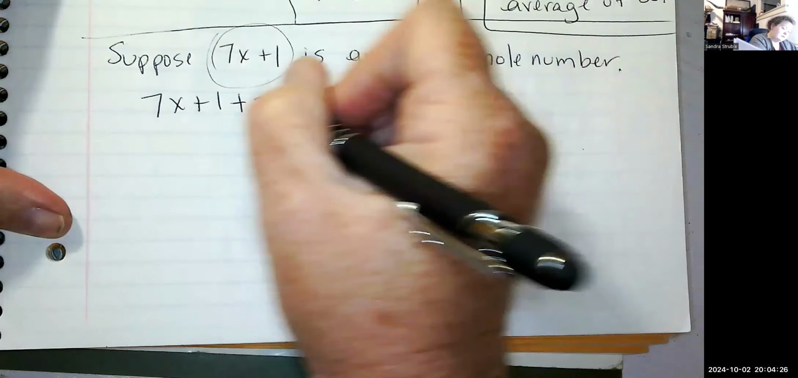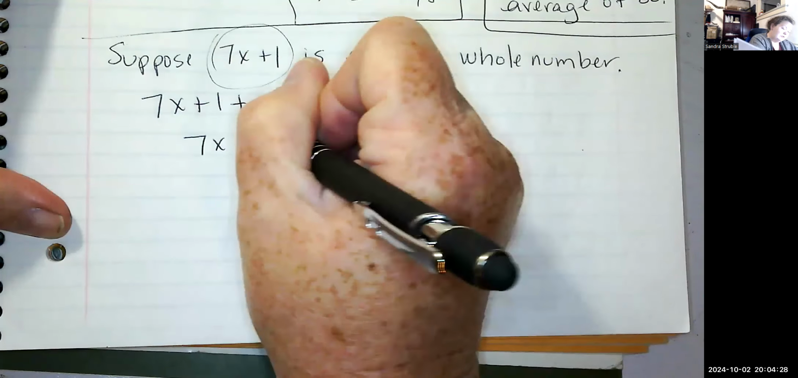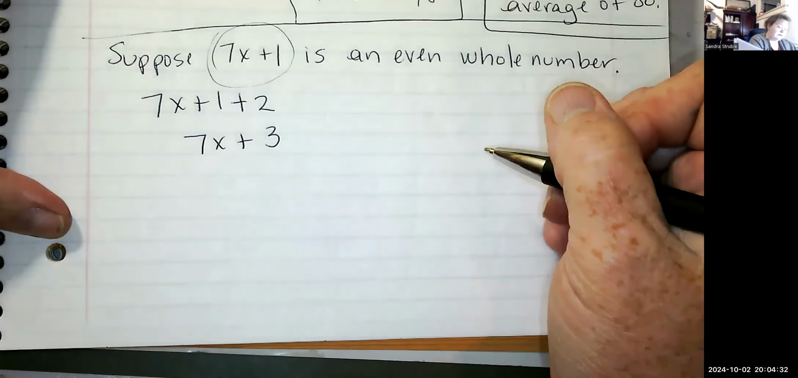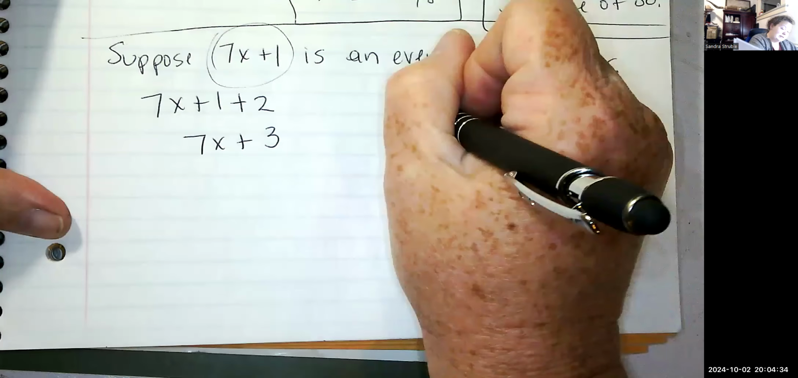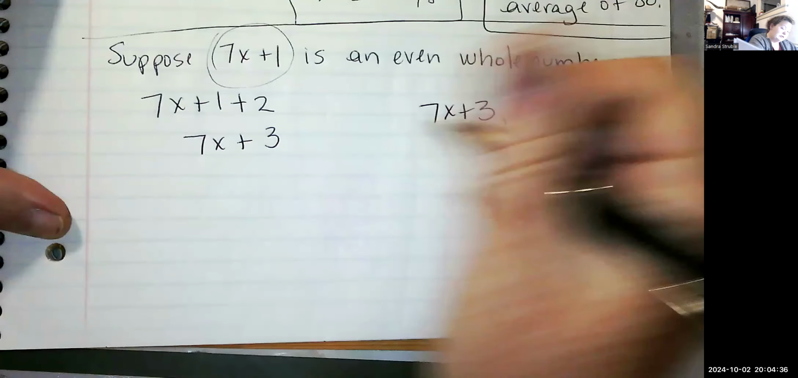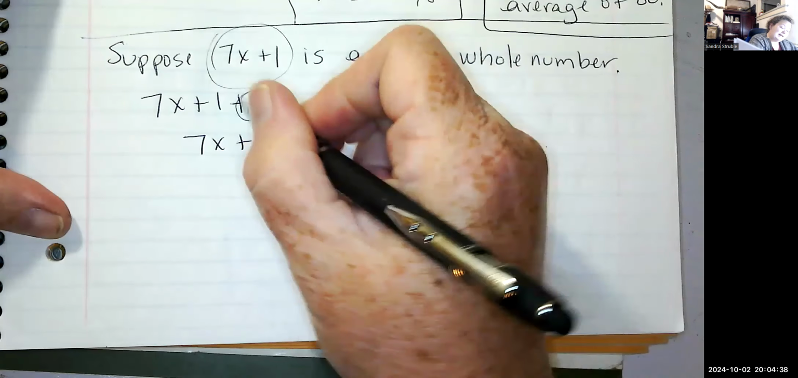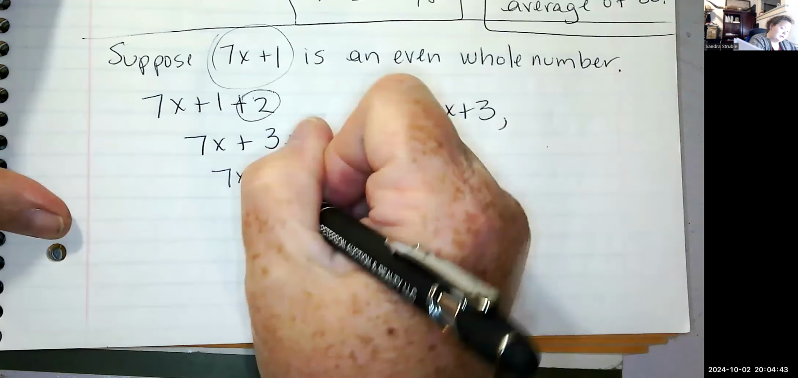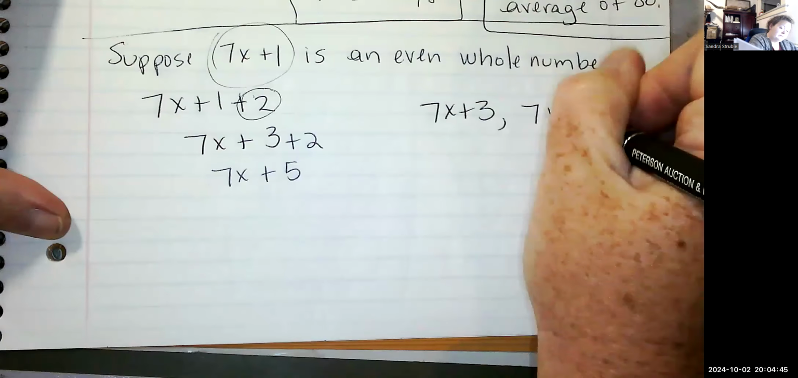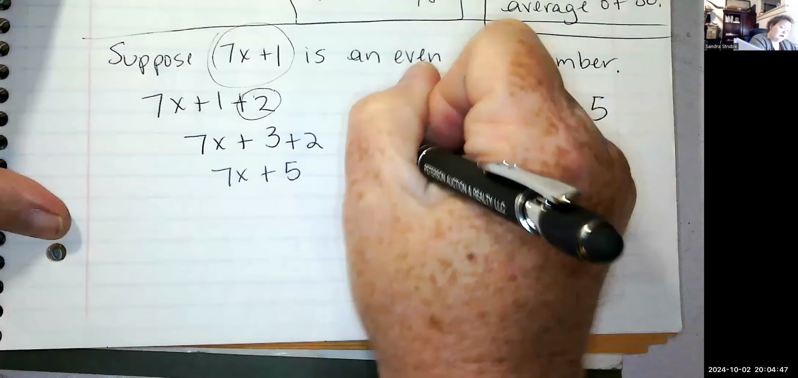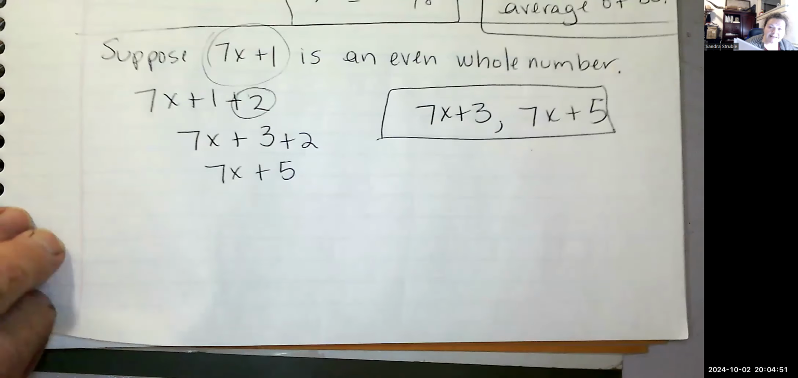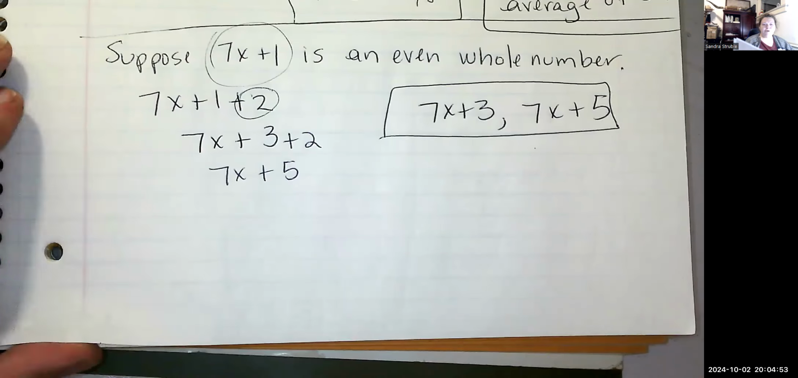So this becomes 7x plus 3. So there's the next one. I need one more. So I'm going to write one of my answers is 7x plus 3. And the other one's going to be, I'm going to have to add 2 to it. And this becomes 7x plus 5. There are the next two even whole numbers. Sorry, the next two even numbers. There we go. They should be whole anyways.